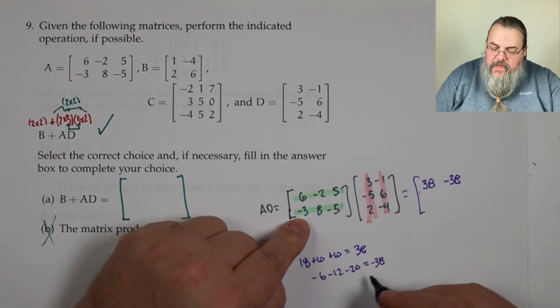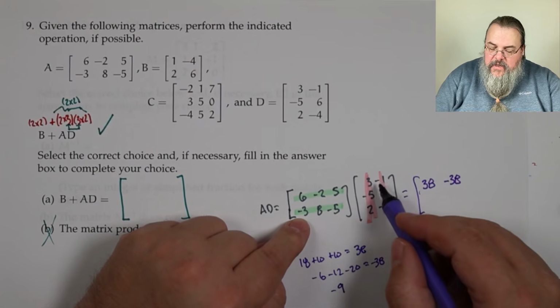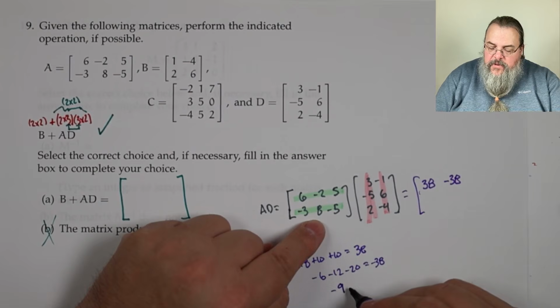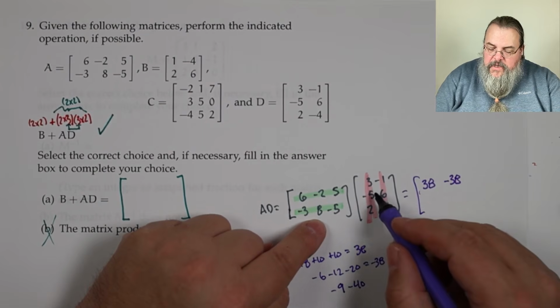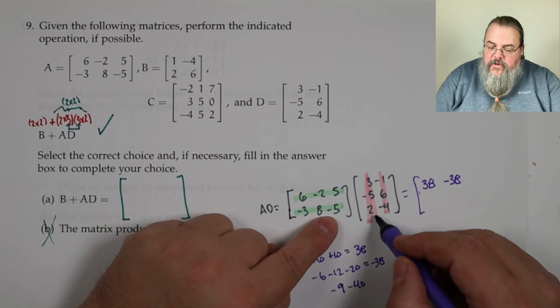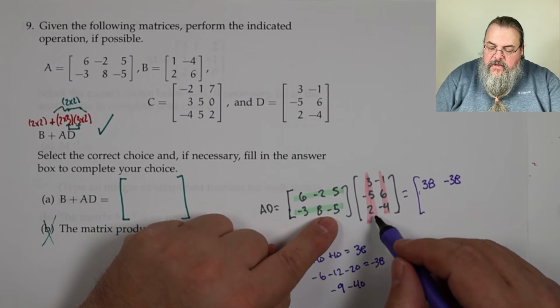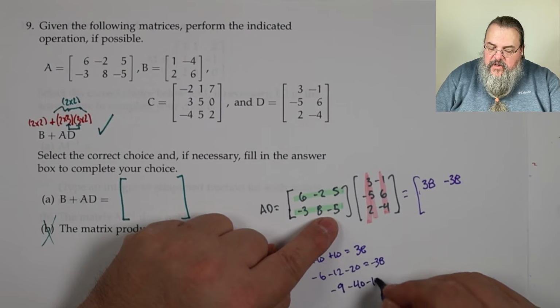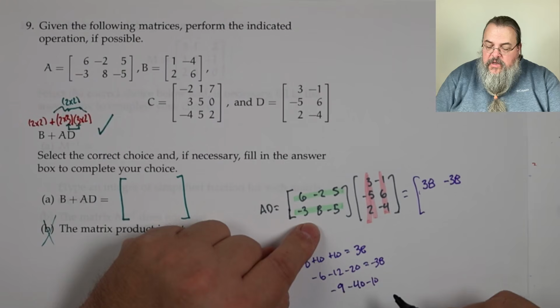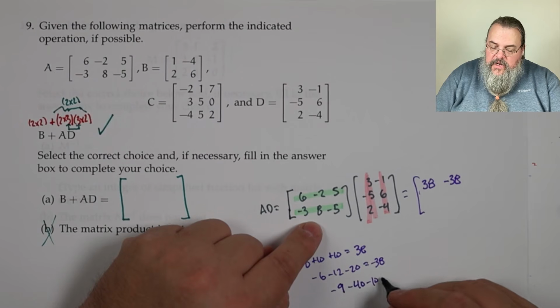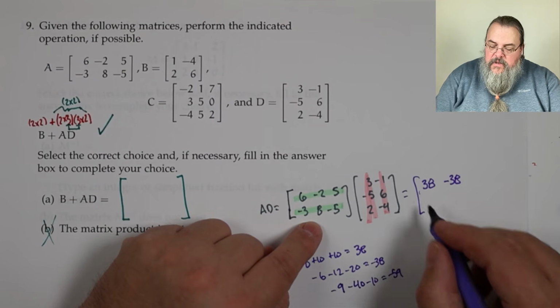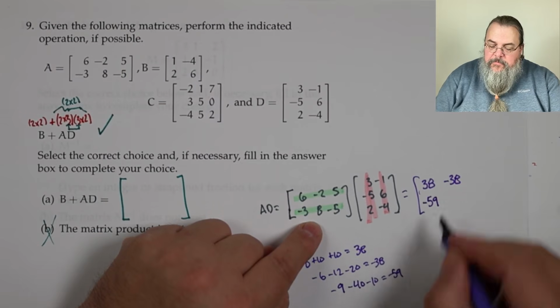Minus 3 times 3, minus 9. 8 times minus 5, minus 40. Very negative, this one. 2 times minus 5 is minus 10. And, okay, so what does that give us? Minus 59. Okay, minus 59.